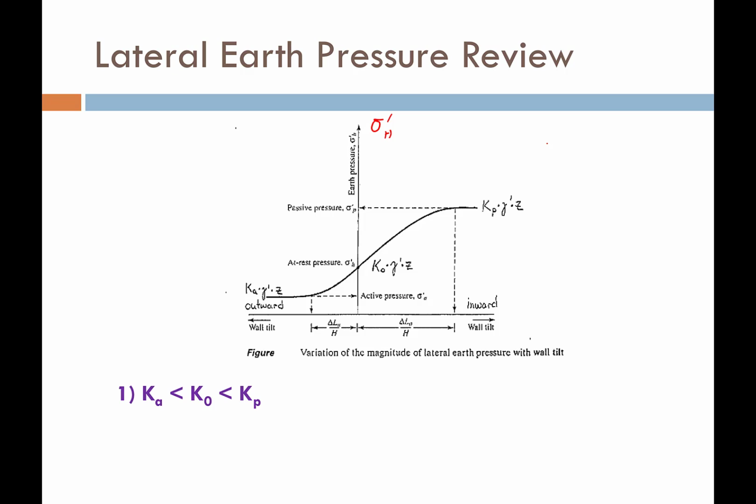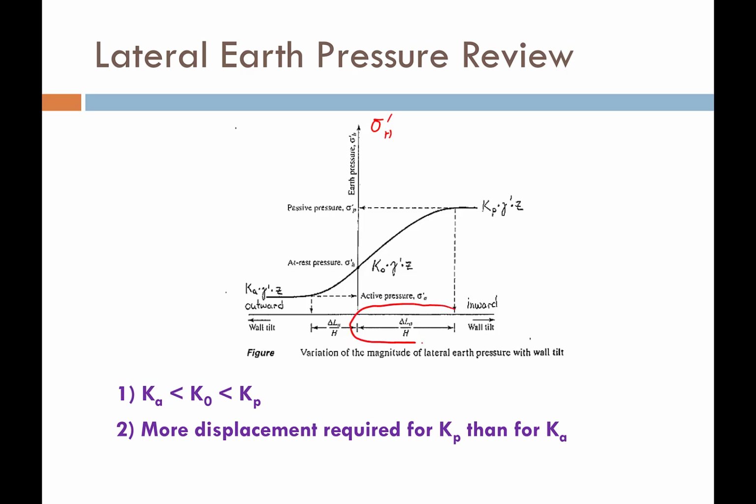So a couple of rules that we see from this figure. The active condition has less pressure on the wall than the at-rest condition, but the at-rest condition has less pressure on the wall than the passive condition. The second rule is that it requires more displacement of our wall to develop the passive case than it does to develop the active case.